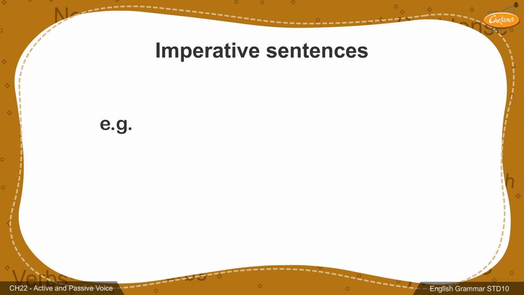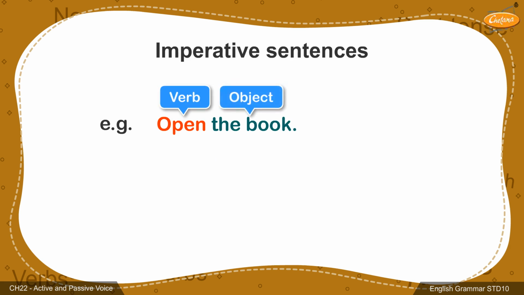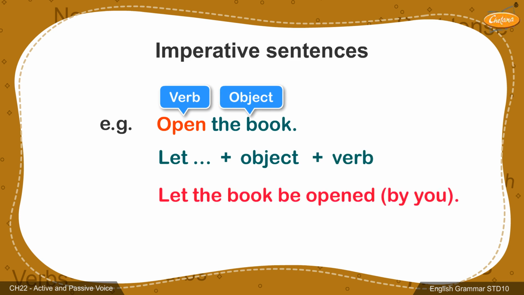Let's consider an example. Open the book. Here the sentence begins with the verb. Open is the verb, whereas the book is the object. We know the passive voice must start with let, followed by the object and the verb. Thus, the answer would be, let the book be opened by you.